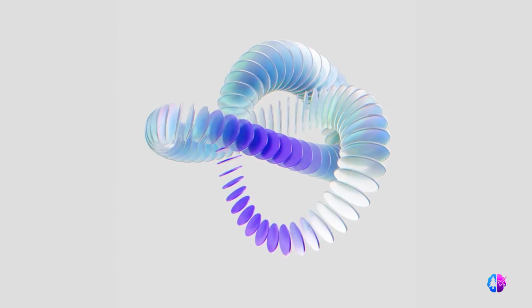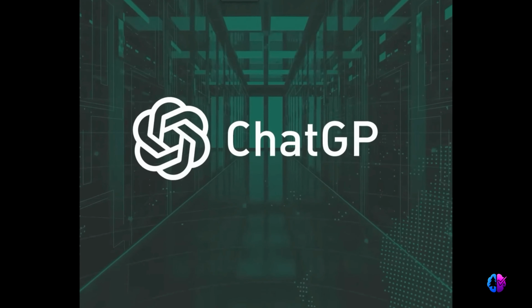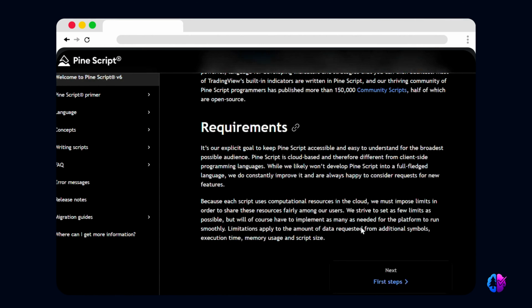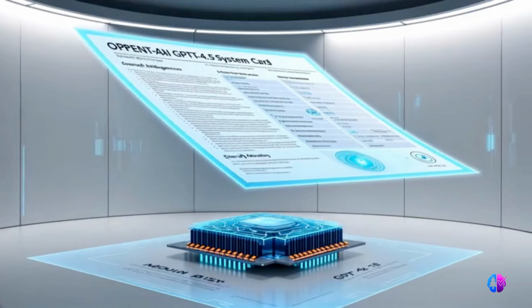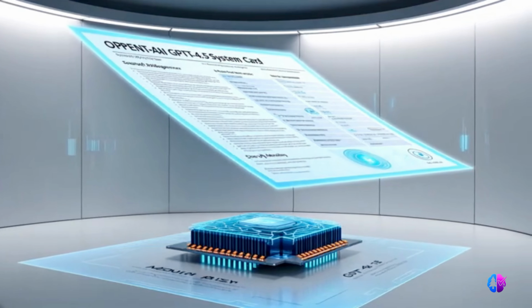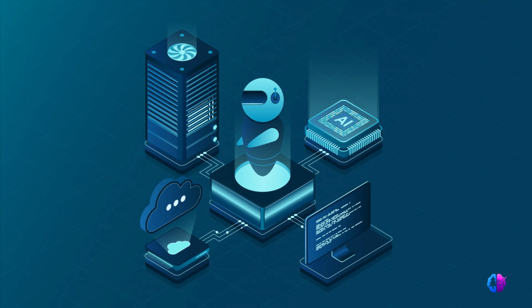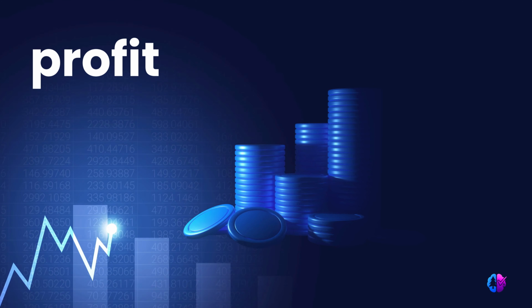First, let's define what we're talking about. AI code generation means using tools like ChatGPT or other AI models to write Pine Script, or any code, from simple natural language instructions. But here's the kicker. Just because the AI writes something doesn't mean it will work, or even compile. So if you're relying on AI to help with your TradingView strategies, understanding how it interprets your request can mean the difference between profit and confusion.